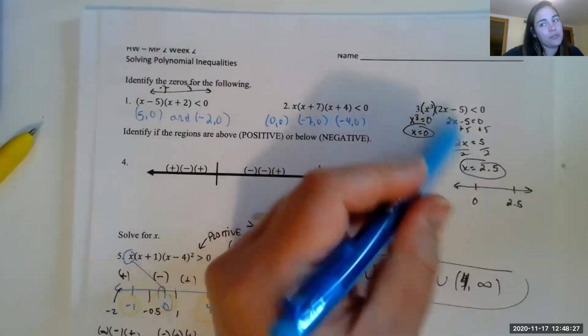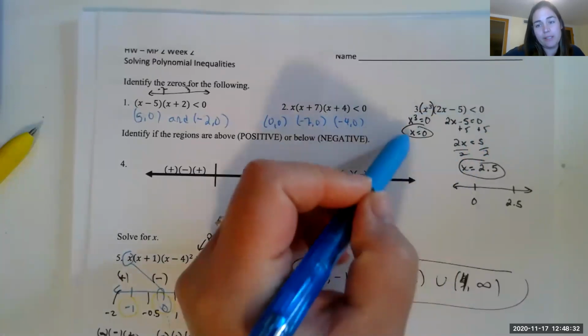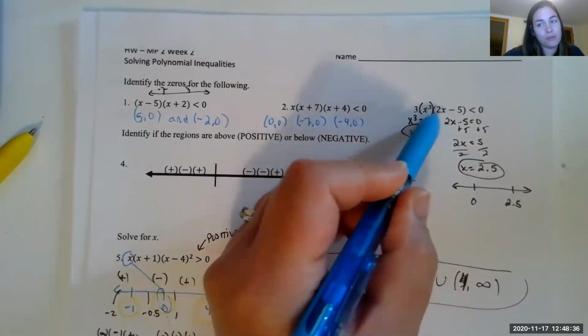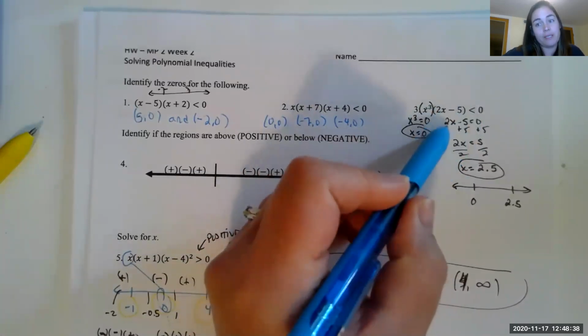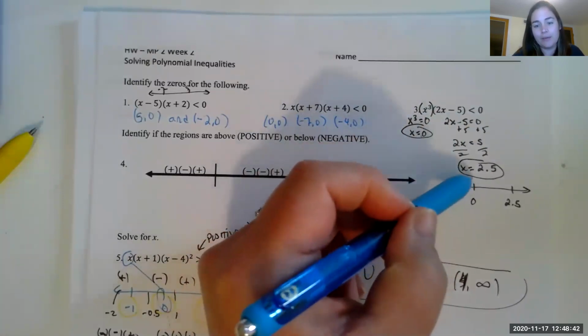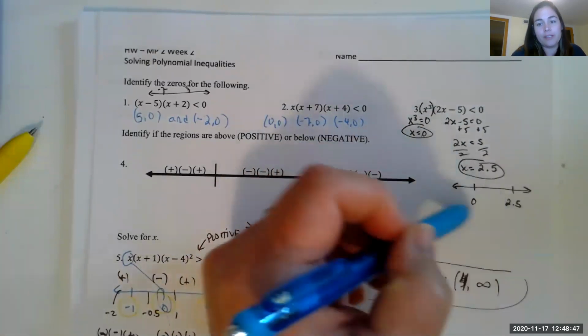And then number 3 is a little trickier, but it's doable. X cubed, what would make x cubed equal to 0? When x is 0. 2x minus 5, what value of x would make this whole factor equal to 0? Well, we could take 2x minus 5, set it equal to 0, and solve for x, and we get that x is 2.5. So those would be the zeros.